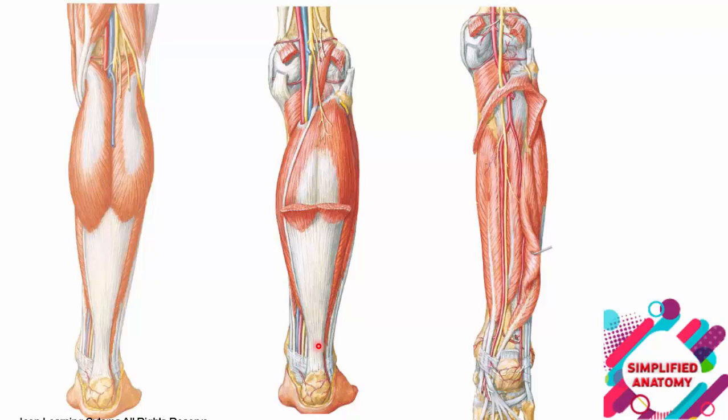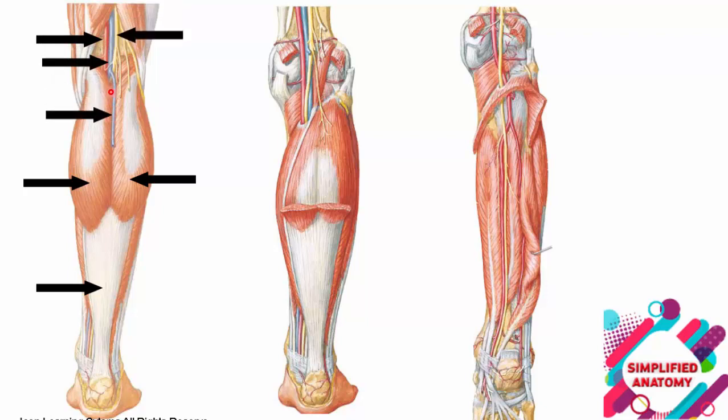This diagram showing the posterior compartment of the leg. At the first diagram, no muscles are removed, so this is medial head of gastrocnemius and this is lateral head of gastrocnemius. Inserted with the soleus in this tendon which is called tendocalcaneus. This artery is popliteal artery, popliteal vein, and this vein is a small saphenous vein. This nerve is tibial nerve medially and this nerve is common peroneal nerve.